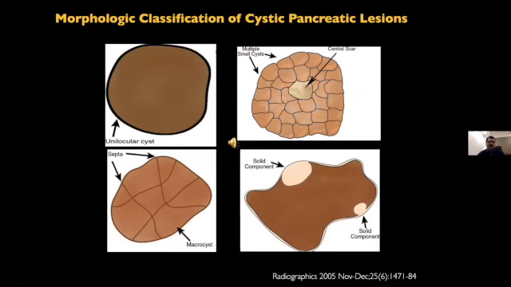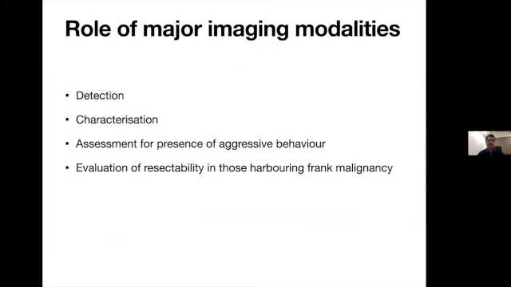Among these, the unilocular cyst is most commonly seen in pseudocyst. The macrocyst is most commonly a part of mucinous cystic neoplasm, microcyst usually in serous cystadenoma, and the cyst with solid component is part of mucinous cystic neoplasm or intraductal papillary mucinous neoplasm.